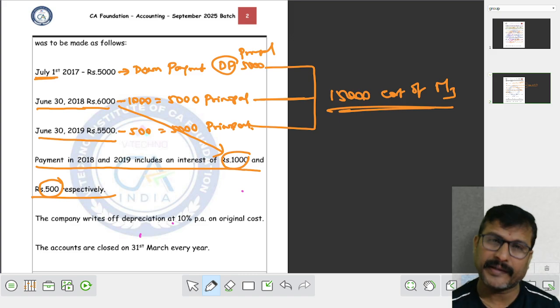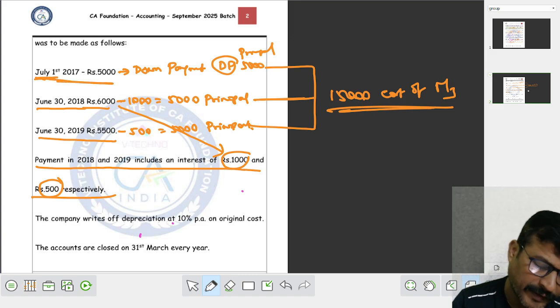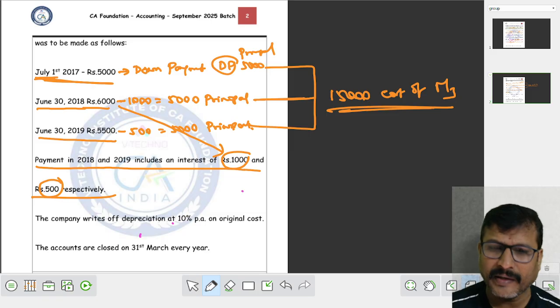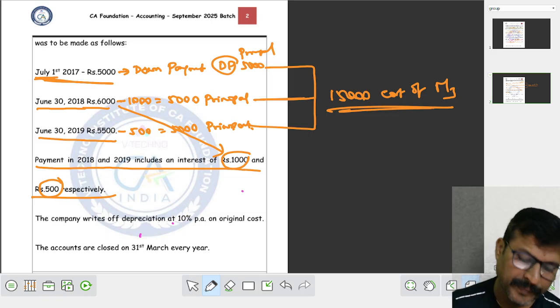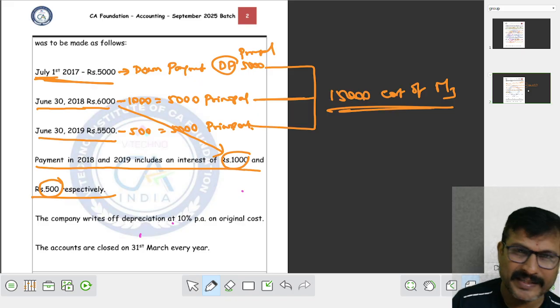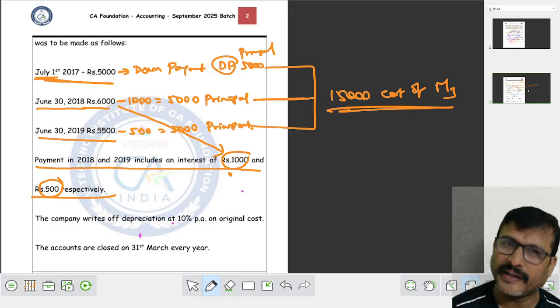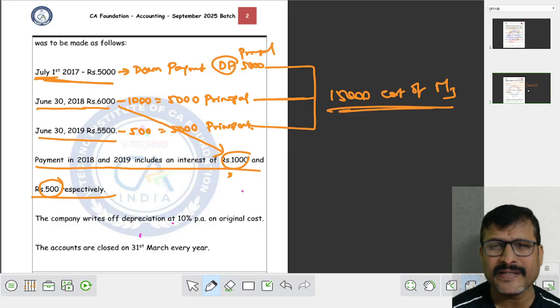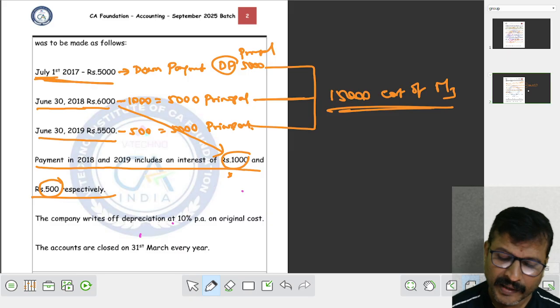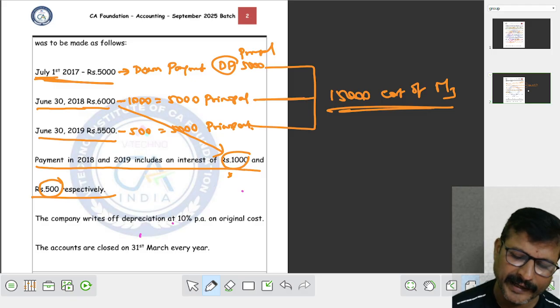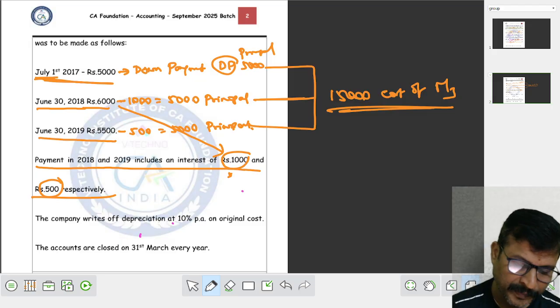Similarly, what happened here? On July 17, you paid 5,000, which is nothing but a down payment. Down payment is a principal. In 2018, you paid 6,000. Out of 6,000, 1,000 is your interest, kirai. That is baddi in Kannada, kirai in Hindi. Interest, we call it in English. That interest is to be subtracted. We are getting principal of 5,000. Okay, fine.